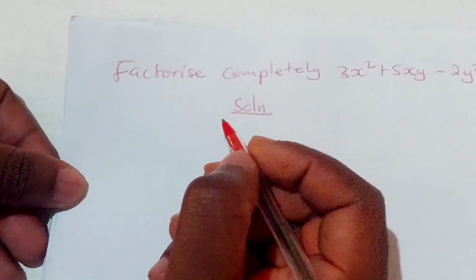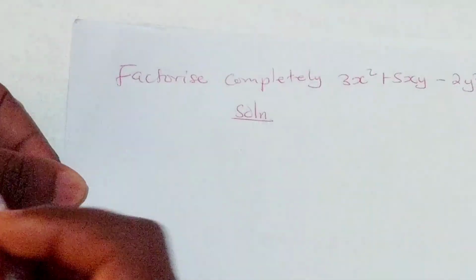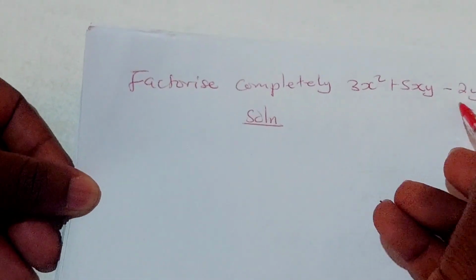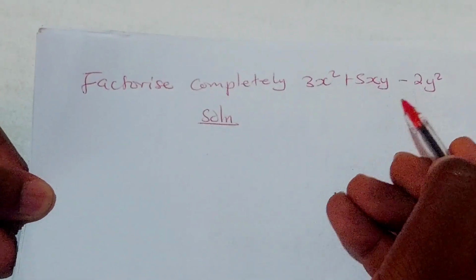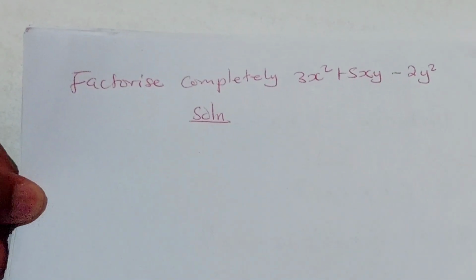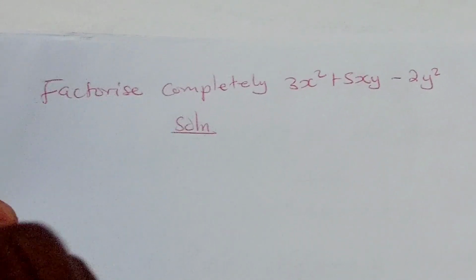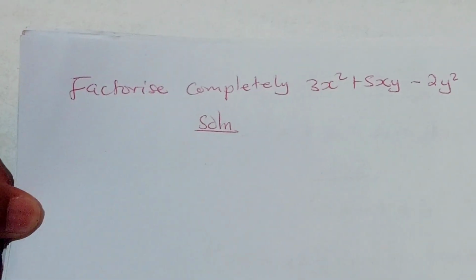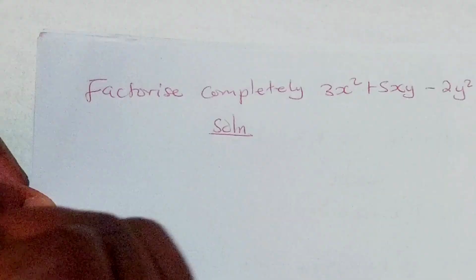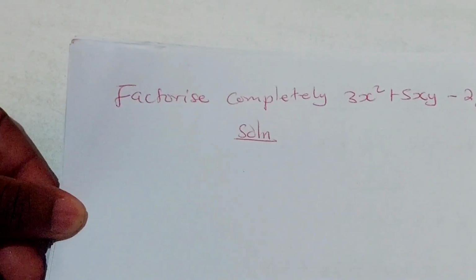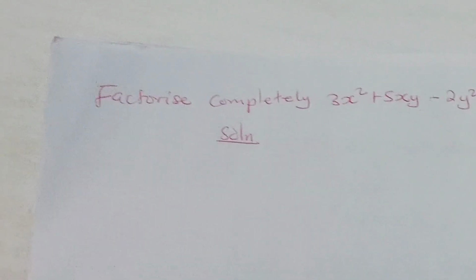As usual, the first step is to multiply the first term and the last term so that we get what we call a product. And it is the product which will give us the factors. And those factors, when we add them, they should be able to give us the middle term, which is known as the sum. When we do that, that means we are done.